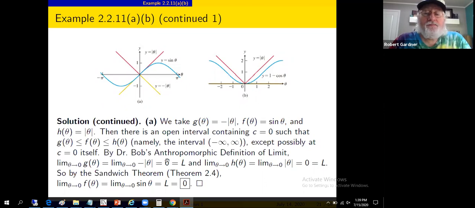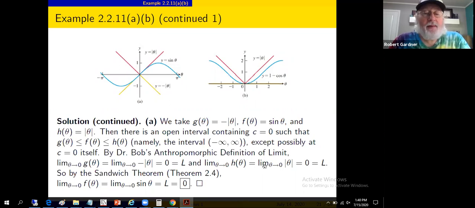So we need to evaluate the limit as theta approaches 0 of g of theta, that is negative absolute value of theta. Okay, maybe Dr. Bob's anthropomorphic definition of limit: it tries to pass through the origin, the point 0, 0. In fact, it does. So that limit L is 0. It was a negative absolute value, so I should have pointed at the yellow one. The red one does the same thing. The negative absolute value tries to pass through the origin. In fact, it does. The absolute value tries to pass through the origin. In fact, it does. So both of those limits are 0.